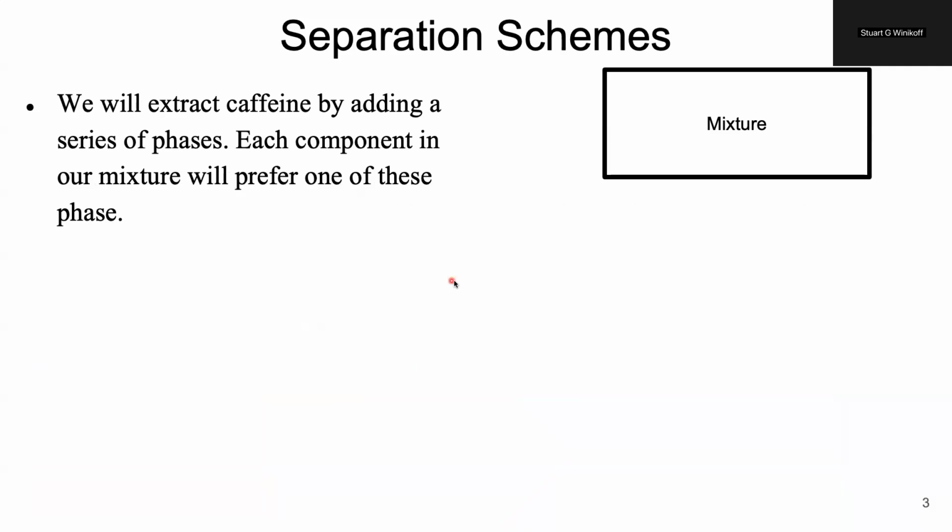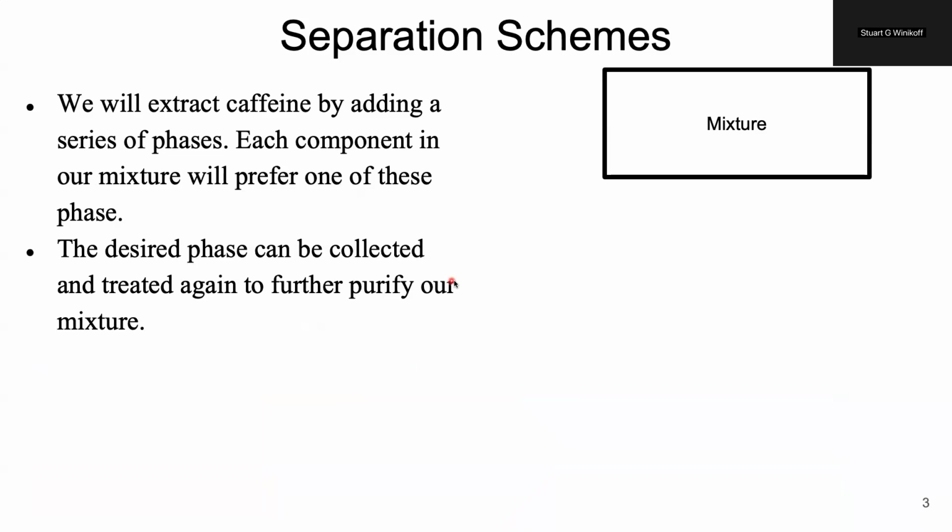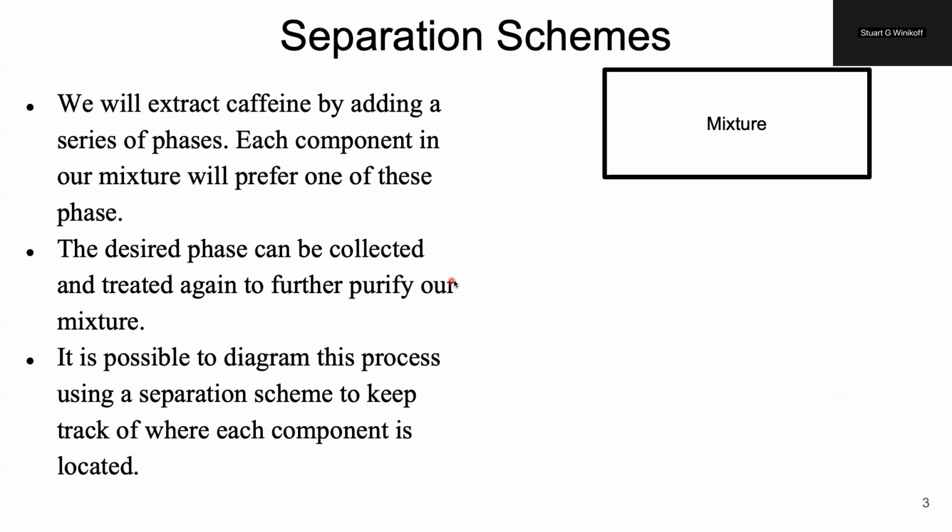How are we going to do this extraction? We're going to be extracting caffeine by adding a series of different phases. Each time I add a phase, we're going to find that some component of our mixture is going to prefer one phase over the other: solid over liquid, organic over aqueous. So what we're going to do is try and collect that desired phase, and then we're going to treat it again to remove any impurities that came along with it.